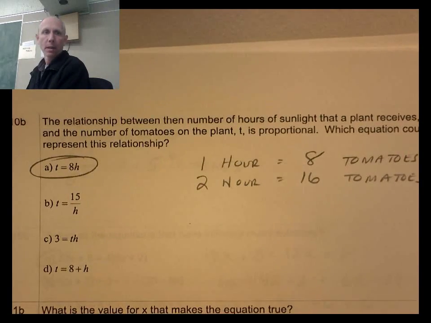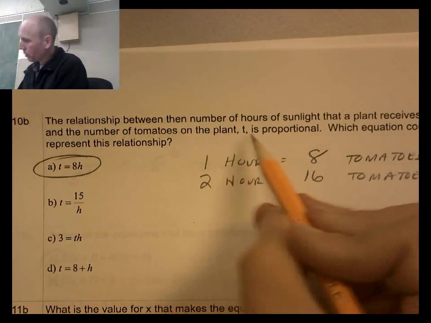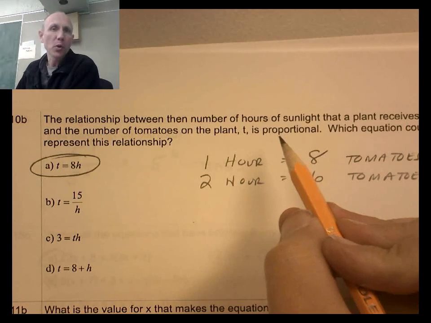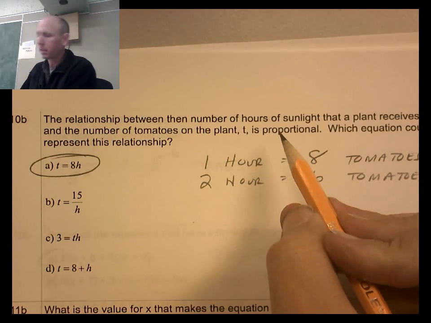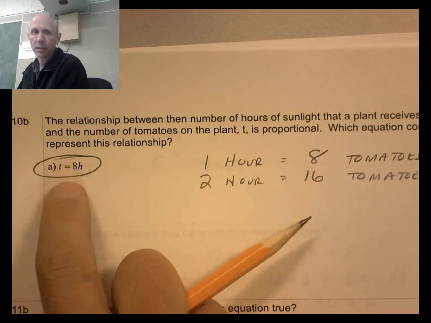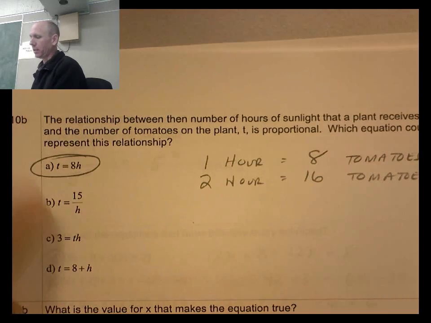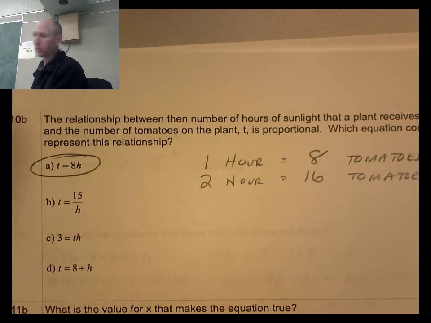Number 10. The thing is, it's a proportional relationship. Proportional relationships are y equals mx plus b. So y equals mx plus b, there's the equation right there. None of these are in y equals mx plus b form.